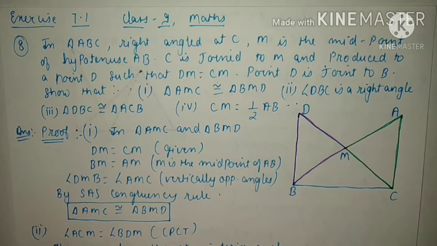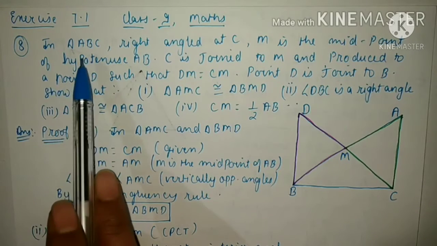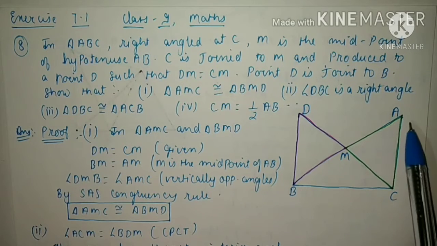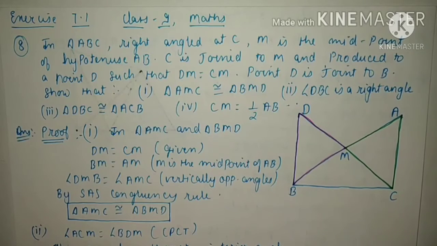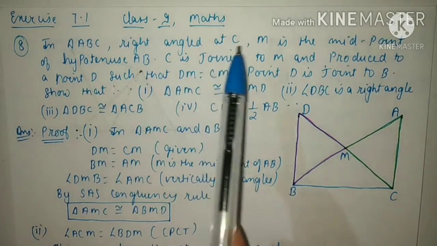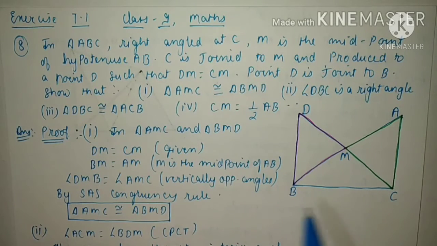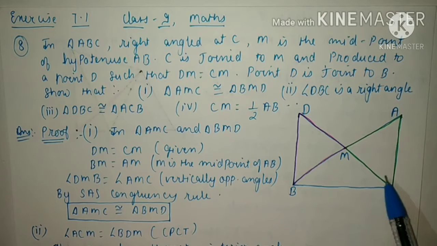Today we'll do the 8th question. Now see the 8th question. In triangle ABC, right angle at C, that means this angle C is 90 degrees.